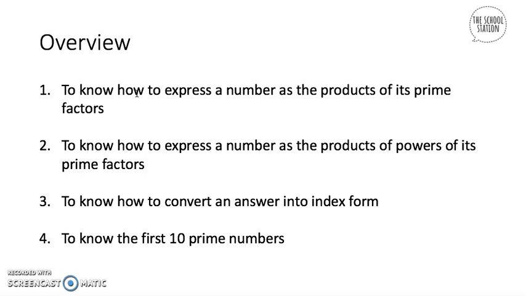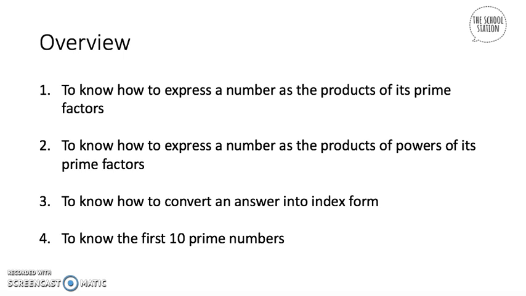And just over here I'm going to be showing you guys an overview of what we learned in today's video. So the first thing we learned is how to express a number as a product of its prime factors, which means normally we just do 2 times 5 times 5, so we don't put any powers. But then later on we also learned how to express a number as a product of powers of its prime factors, which means that instead of writing 2 times 5 times 5, we can just write 2 times 5 squared. So we can write that really simply.